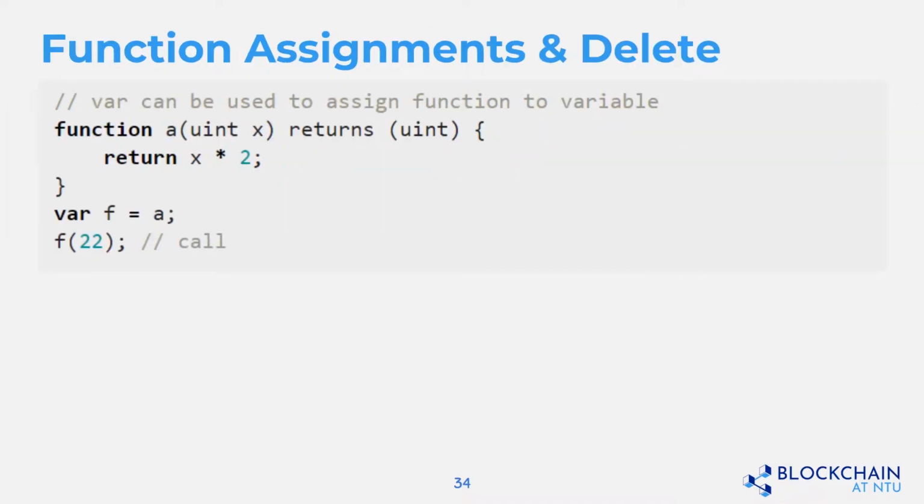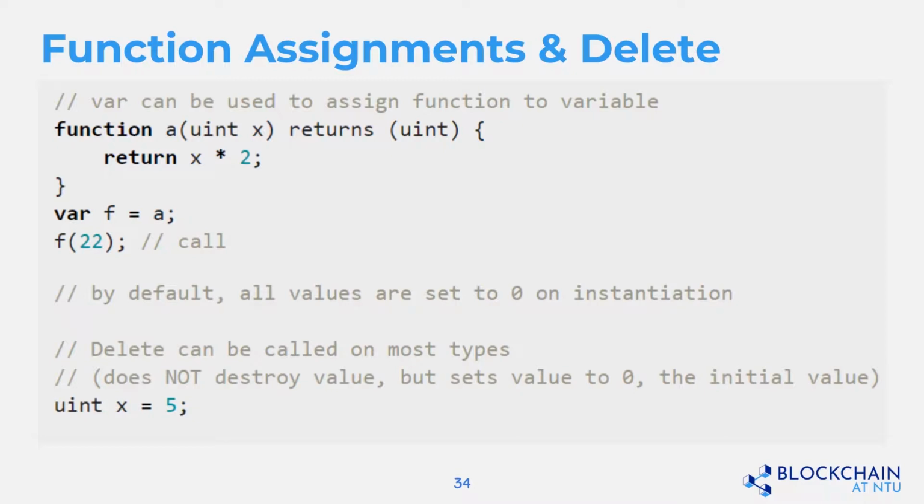Okay, so you can also assign a function to a variable. For example, here you have a function A, which takes in an unsigned integer x and returns an unsigned integer. It just returns x times 2. So you can assign A to f as well: var f equals A. And f(22) will give you 44. So basically, f is the same as function A.